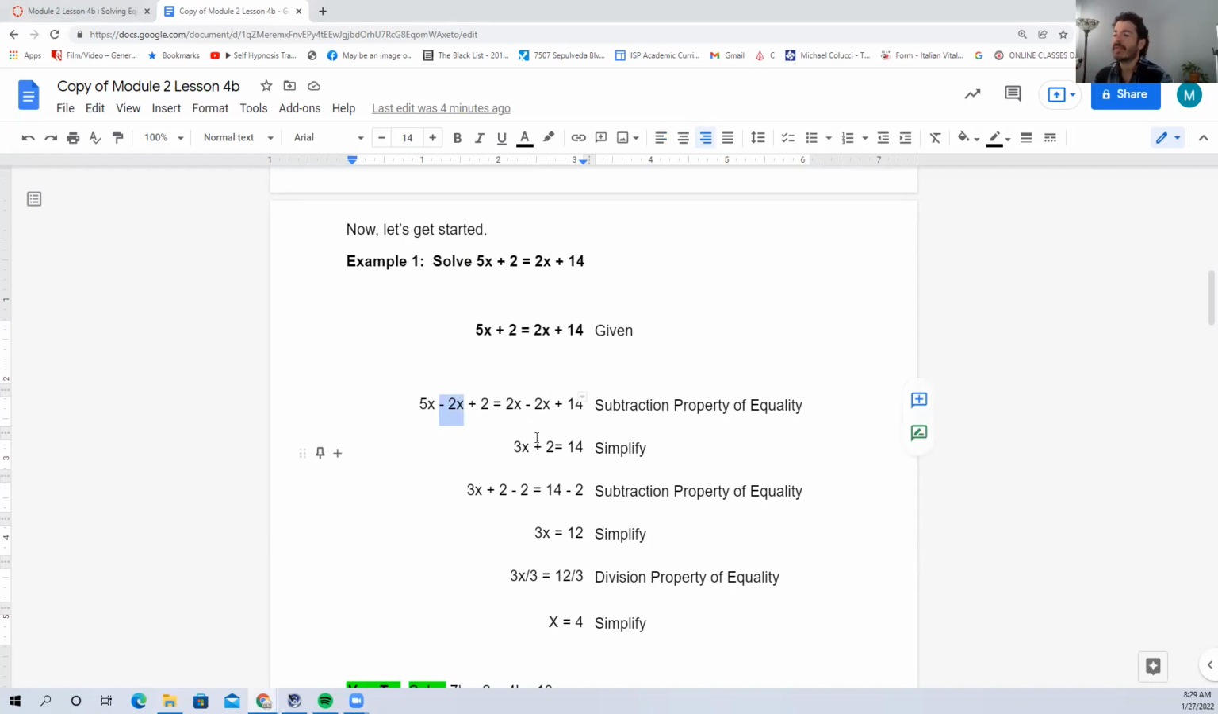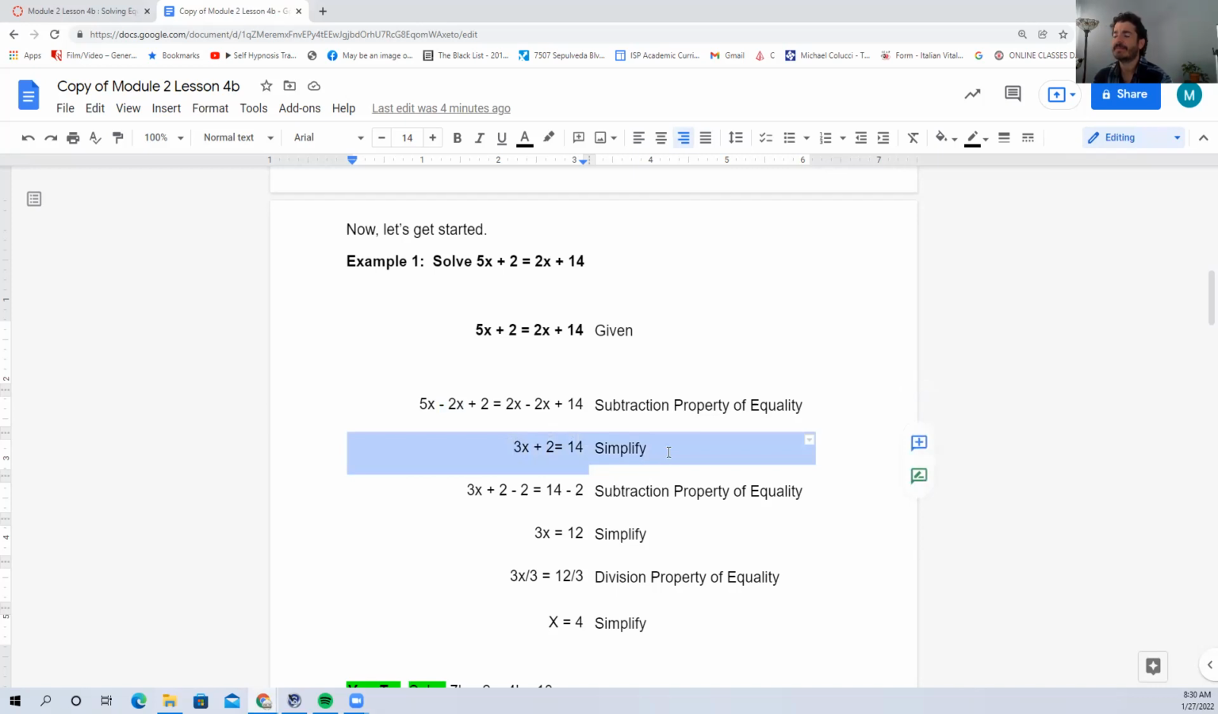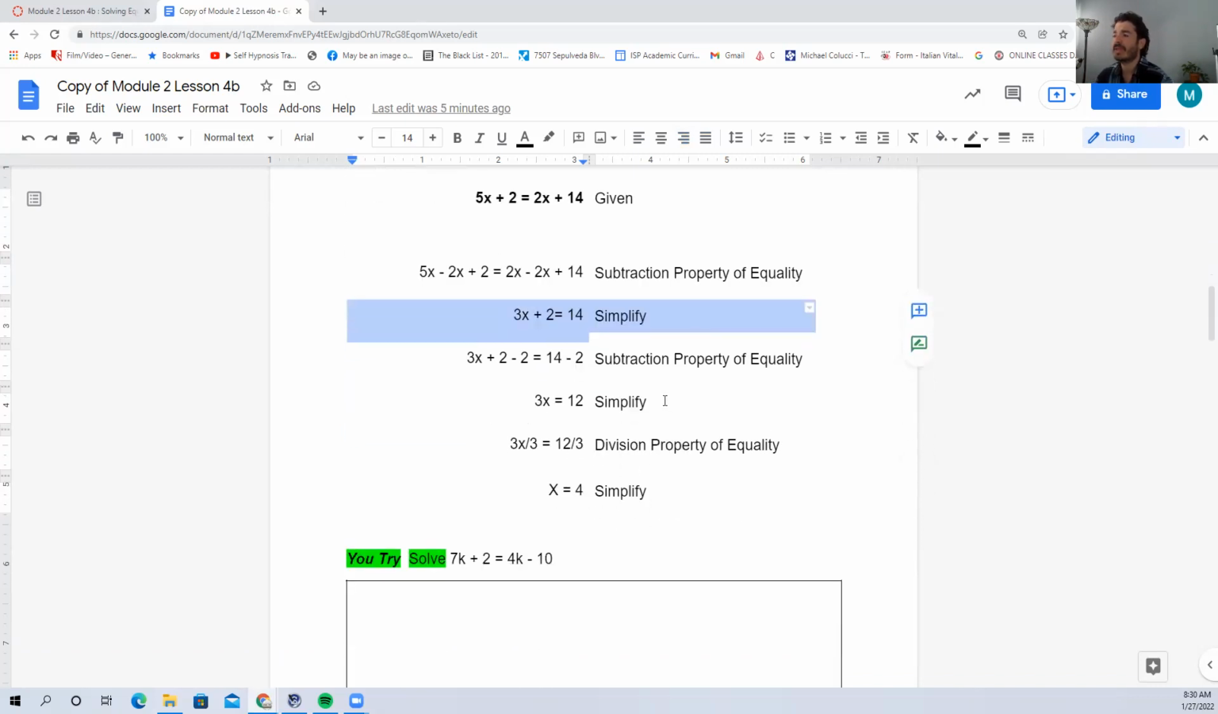Okay, so the next step, this 2x minus 2x went to 0, so it's gone from the right side, leaving 14. 5x minus 2x went to 3x, and we're still left with our plus 2 and our 14. At this point, it becomes a two-step equation like we've worked on in the past. So that should be at least in part familiar.